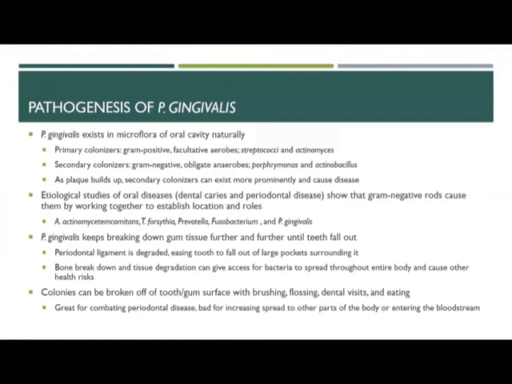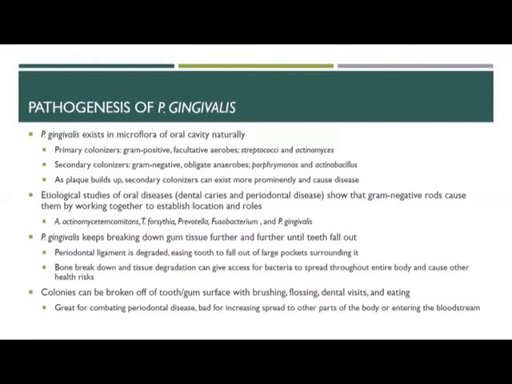So P. gingivalis will keep breaking down the gum further and further until teeth fall out. The periodontal ligament is degraded, causing the tooth to fall out, and there's these large pockets, as we've already discussed, surrounding it, so it's really easy. And with bone breakdown, so if it gets past, it can get into the bone, it'll start to break down the bone, like your jawbone and your alveolar bone. And this, plus the tissue degradation, can actually give access to bacteria to spread throughout the entire body and cause other health risks.